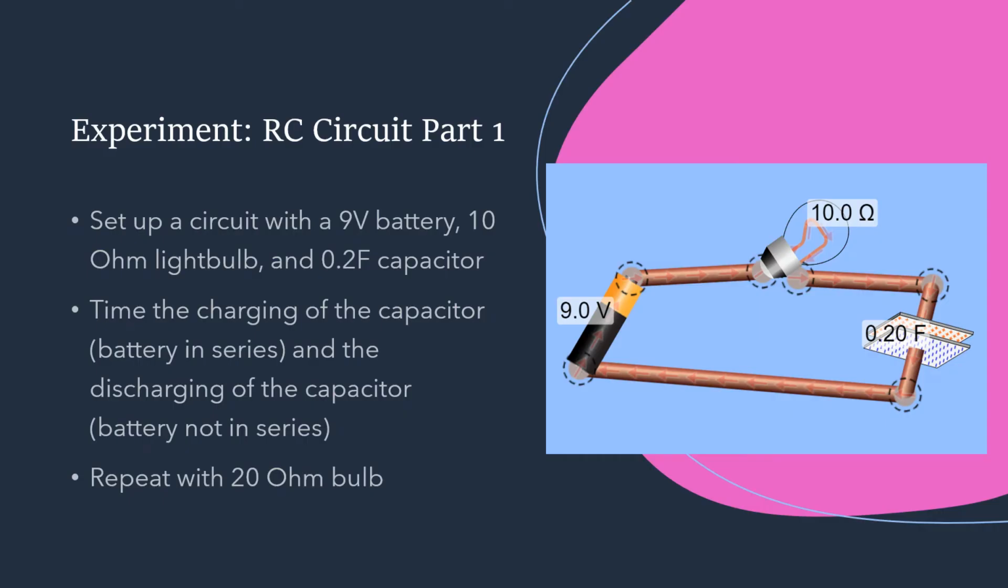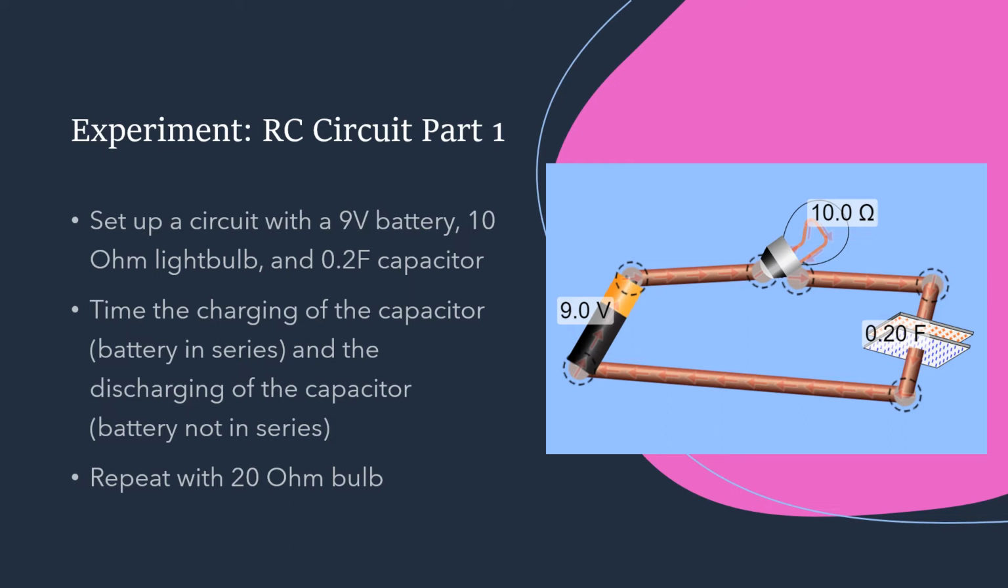For the first part of the RC circuit experiment, I set up a circuit with a 9-volt battery, a 10 ohm light bulb, and a 0.2 farad capacitor. I then timed the charging of the capacitor with the battery in series, and then the discharging of the capacitor when you removed the battery and connected the wires. And then I repeated this with the 12 ohm bulb.